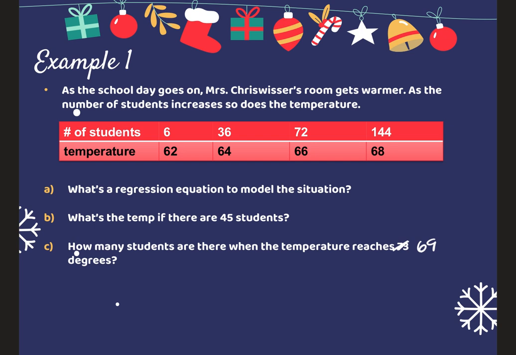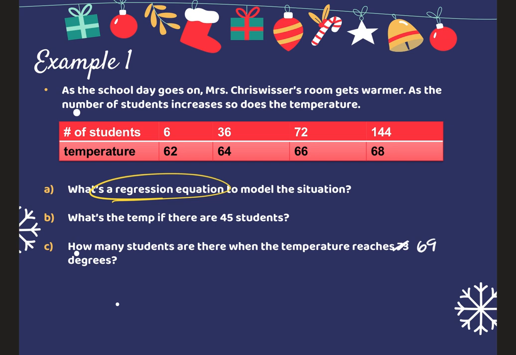So we're going to use the calculator to actually find the regression equation. Let's put the data in. So go to your data chart, go to edit, go to stat, and put it in. 6, 36, 72, 144, and then 64, 66, and 68. If we had done this without a calculator, what would have been your base? What are you multiplying by each time? 6. Yeah. Well, not each time. It's a little different, but we'll get to that.